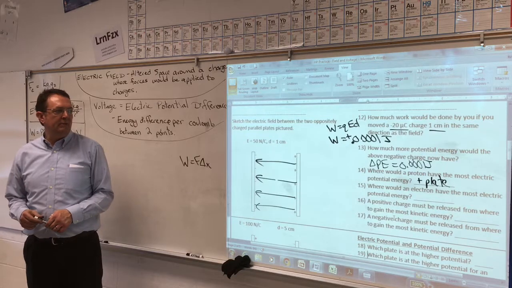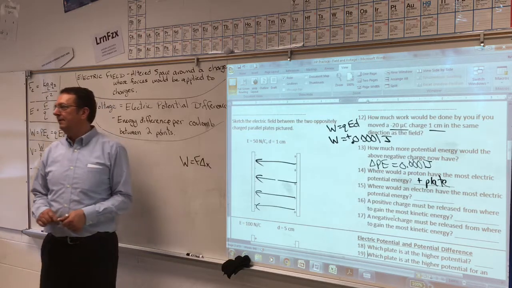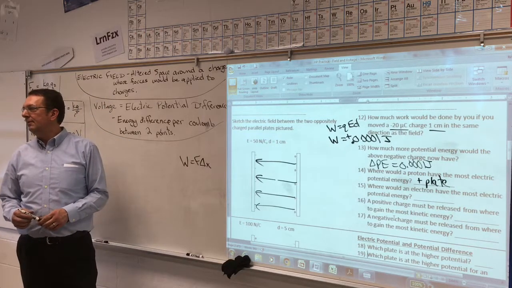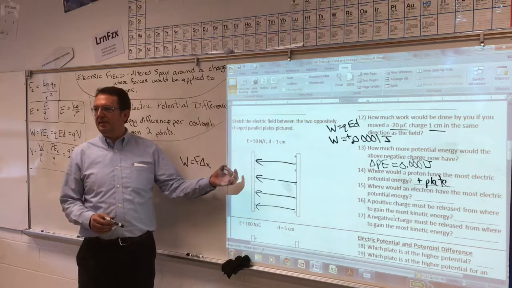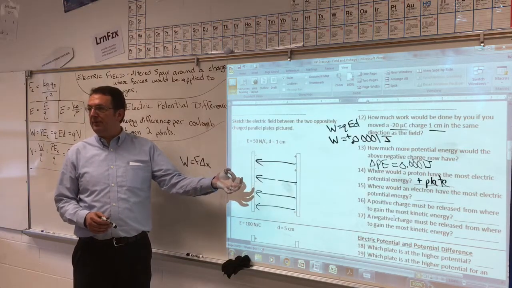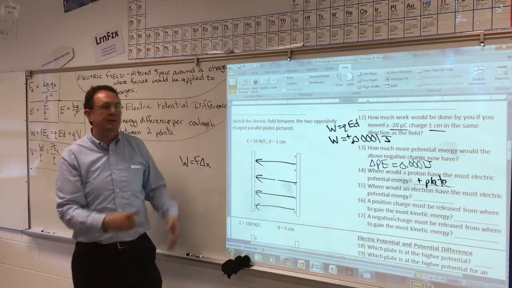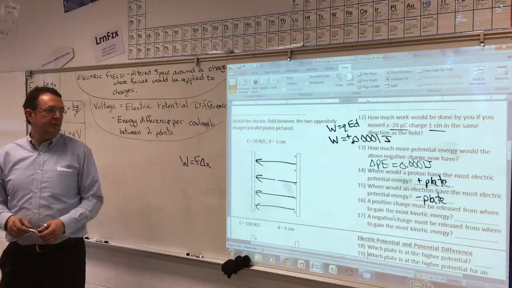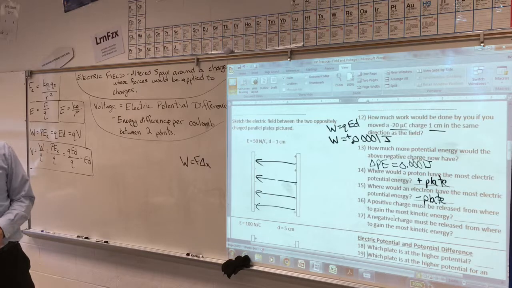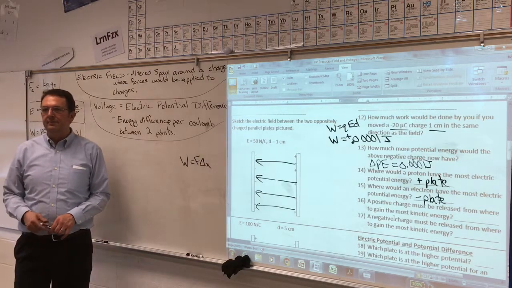Where would an electron have the most electric potential energy? Why? That's where all the electrons are. You put a whole bunch of electrons together, what happens to that single electron that's free to move? You release it, zip, it zips in the opposite direction. So, negative. And the next question, positive charge must be released from where to gain the most kinetic energy?